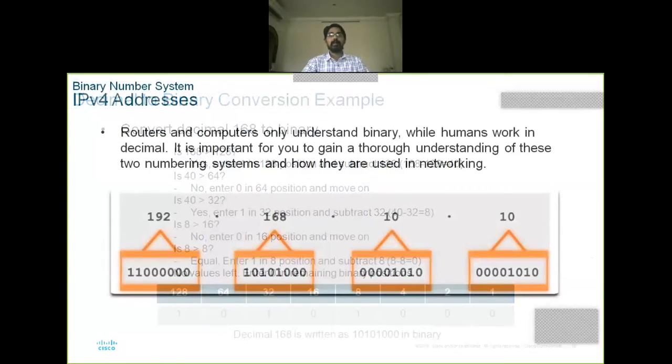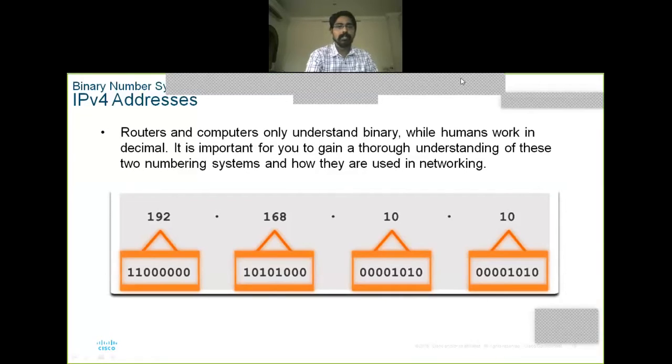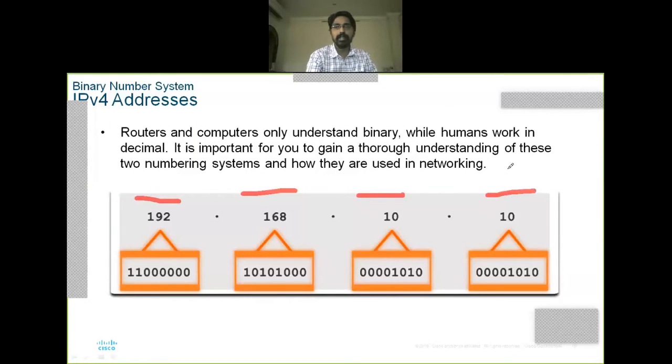Next, IPv4 addresses. As I said earlier, IPv4 addresses contain a 32-bit address and have 4 octets. 4 octets means 4 divisions: this is 1 division, second, third, 4 divisions. For each division we have a total of 8 bits. 8 into 4 is a total of 32, so my IPv4 address size is 32 bits. You already know the IP address format, 192.168.10.10.